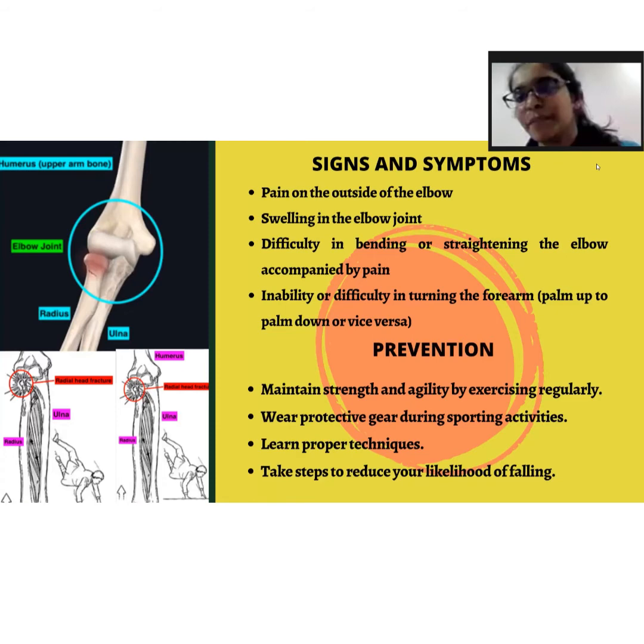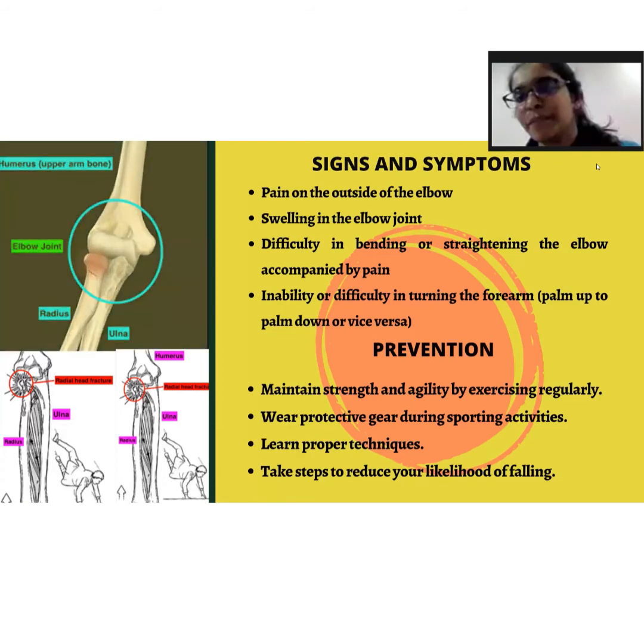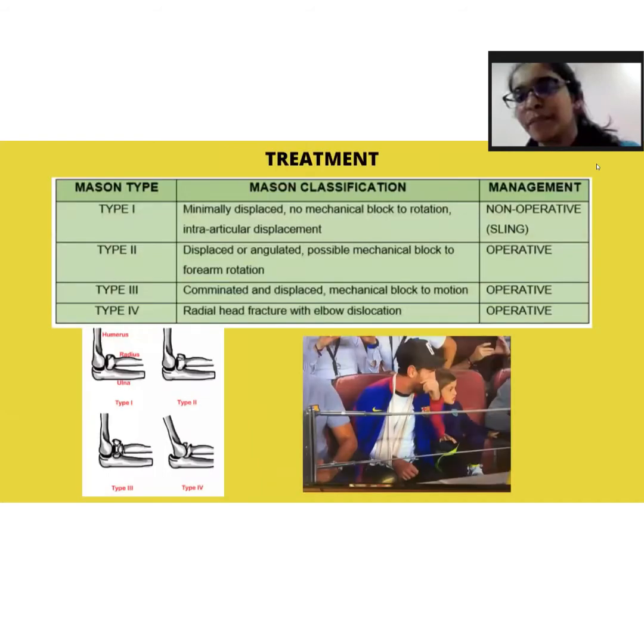Okay, the last and final thing is the treatment for this injury, the elbow injury. There are four types of classification of this elbow injury. The first one we will name the Mason types. The first type is minimal displacement, with no mechanical block to reduction, which is not serious.